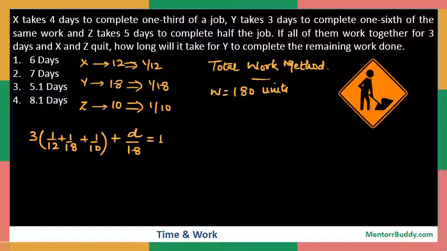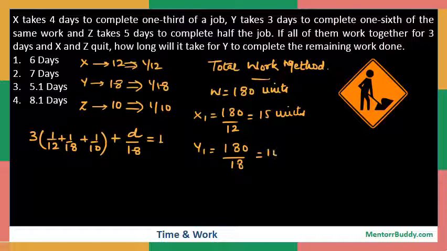If the total work is 180 units, X can do 180 by 12 work in a day, which is 15 units in a day. Similarly, Y in a day can finish 180 by 18, that is 10 units in a day, and Z in a day can finish 180 divided by 10, thus 18 units in a day.